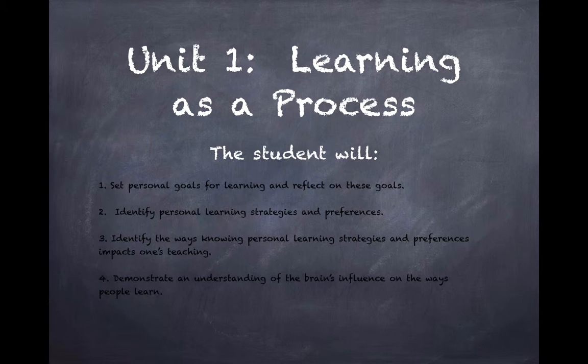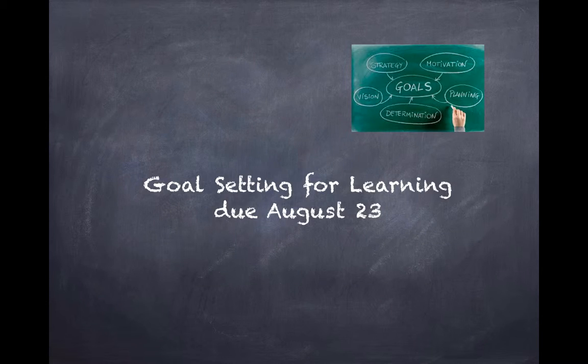Now, for Unit 1, you're going to be setting some personal goals for learning and reflecting on these goals. You're going to think about and write about your personal learning strategies. How do you like to learn? Because I think that influences how we teach. And you're going to then demonstrate an understanding of how the brain influences the ways people learn. So those are our objectives for this unit. Here's how we'll try to meet those objectives.